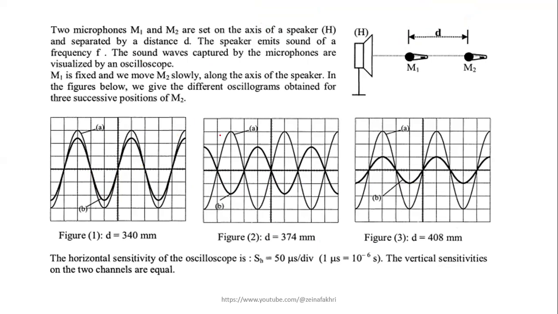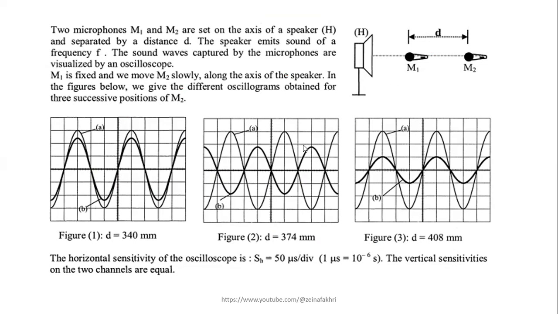Here we have three screens of the oscilloscope, three figures. M1 is fixed and we move M2 slowly. Now M1 is here at this place and M2 is moved slowly along the axis of the speaker. In the figures below, we give the different oscillograms obtained for three successive positions of M2.